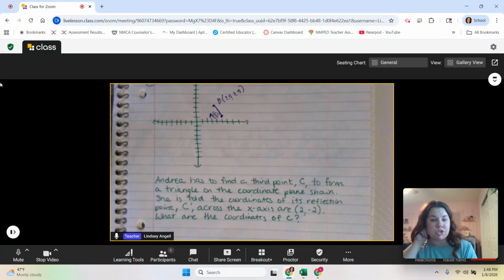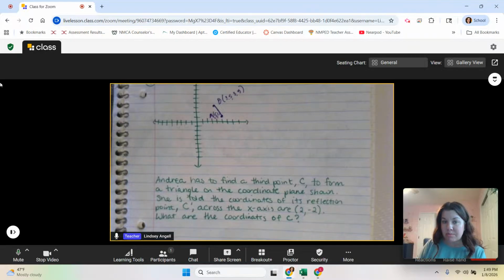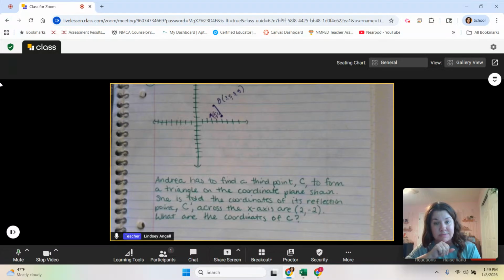It says, Andrea has to find a third point, C, to form a triangle on the coordinate plane shown. She is told that the coordinates of its reflection, point C prime, remember whenever there's that little tick mark it means prime, or the second version of the original point, across the x-axis are (2, -2). What are the coordinates of C?